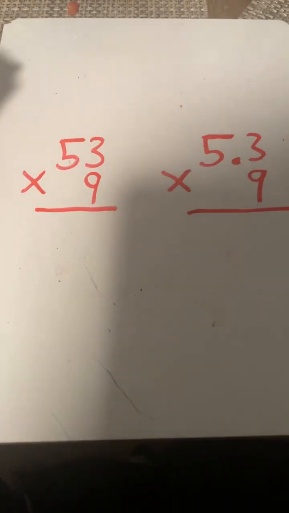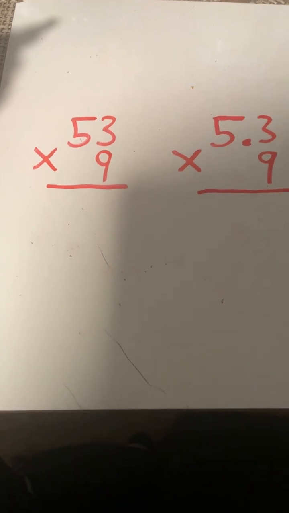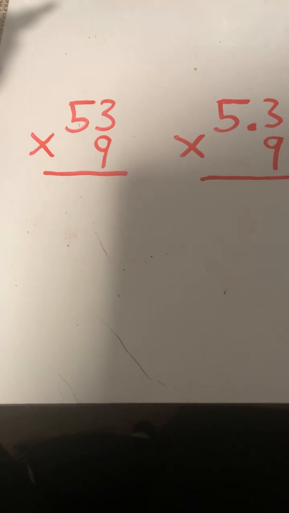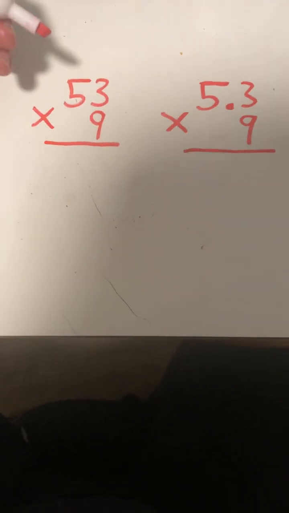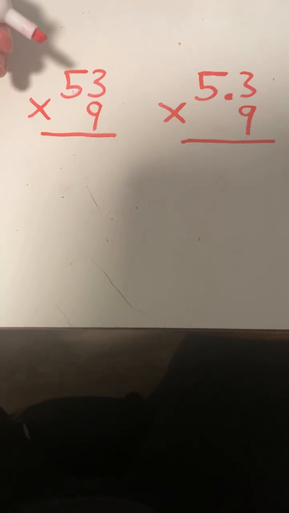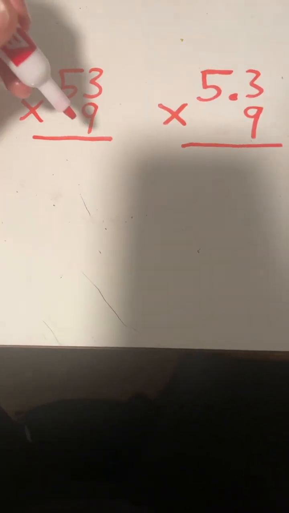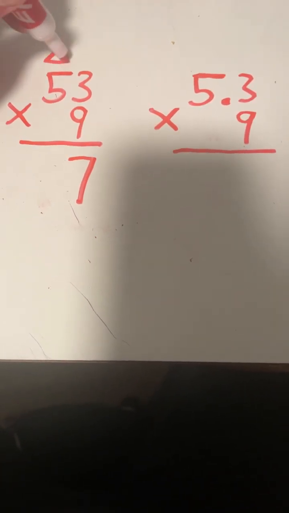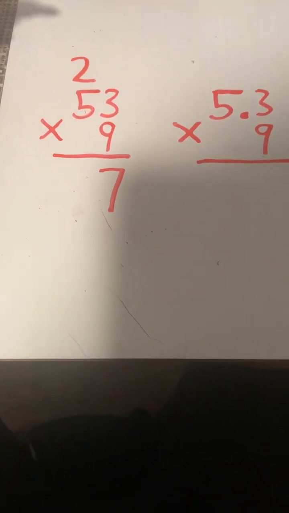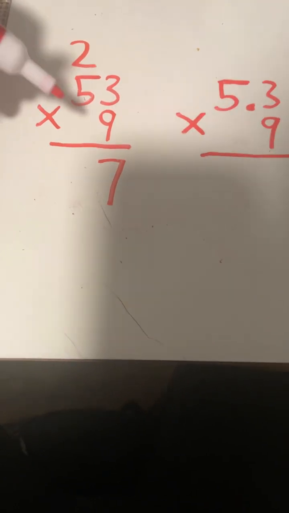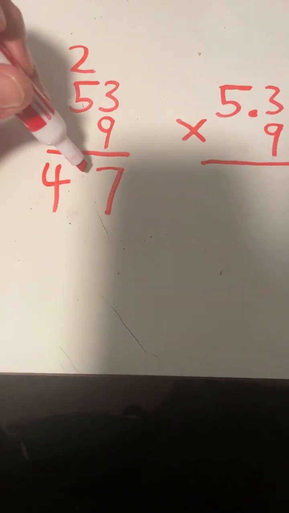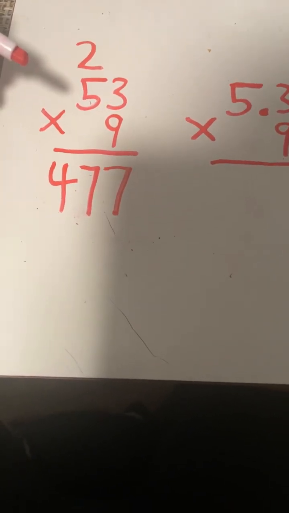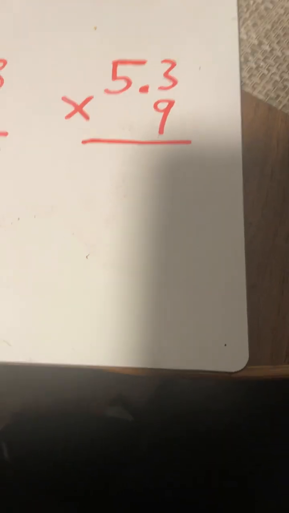Alright. So, first thing I'm going to do is solve a 2-digit by 1-digit multiplication problem with whole numbers, because I'm going to show you how it's exactly the same with one additional step. So 53 times 9. 3 times 9 is 27. So I'm going to put a 7 in the ones place, and then I'm going to carry a 2 to the tens place. 5 times 9 equals 45, plus 2 is 47. My answer is 477.